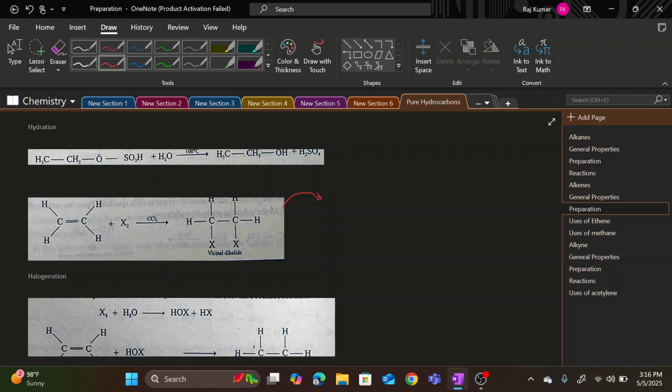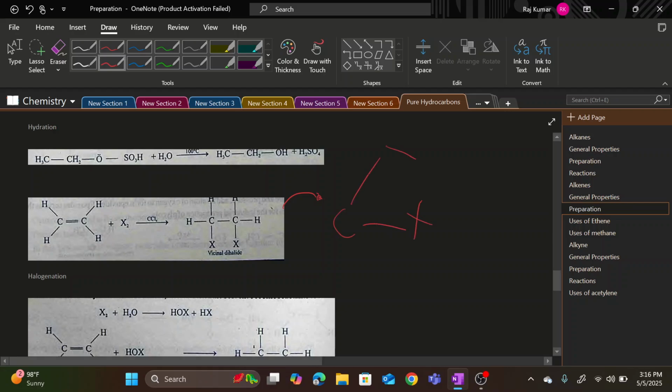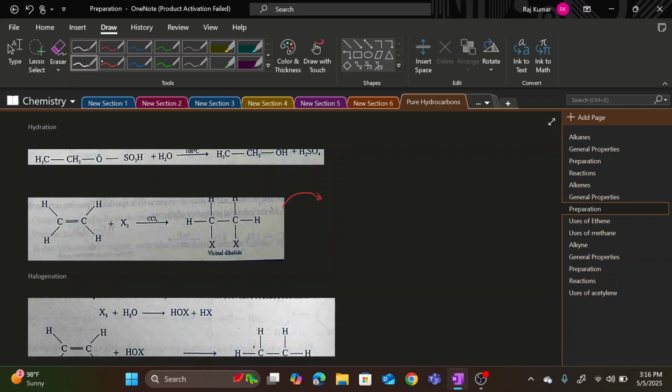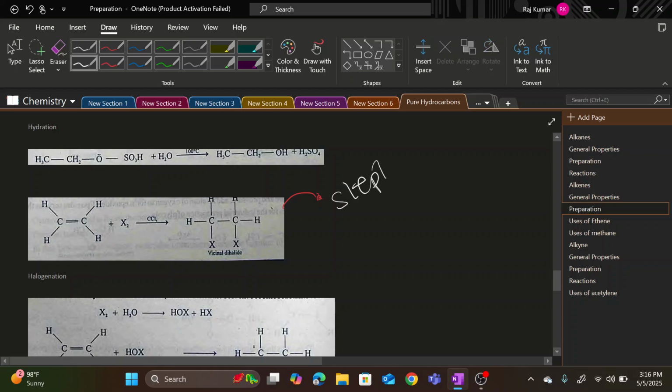each other. And there's another compound which is known as geminal dihalide. When two halogen atoms are attached to the same carbon, it is known as a geminal dihalide. Anyways, let's move on to this point that there are two steps to do this reaction as well.